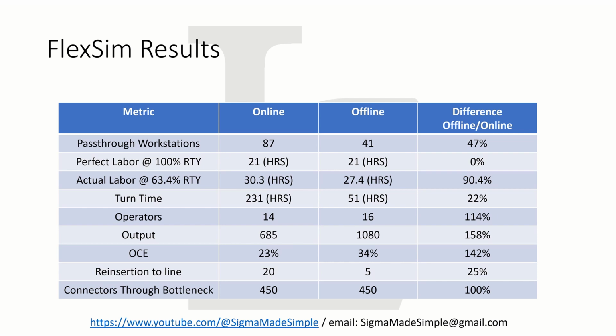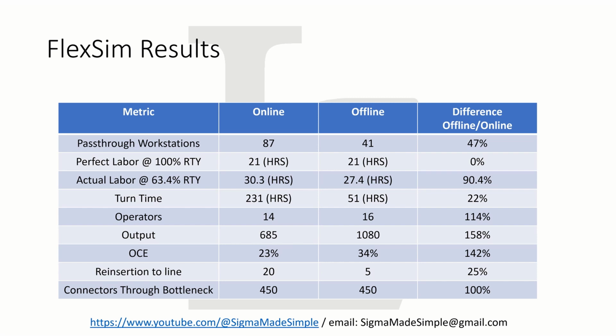This also reduces the pass-through workstations, which has a positive impact on added labor, but the highest impact is on turn time. The portion of lead time attributed to manufacturing is what I call turn time. Here, turn time reduces from 231 hours to 51 hours. It's 22% of what online rework is.